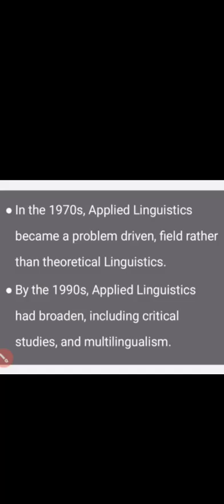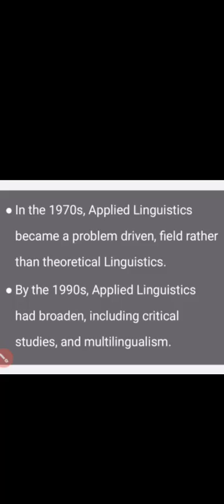In the 1970s, applied linguistics became a problem-driven field rather than theoretical linguistics. And this is a sharp advance in the field of applied linguistics, to turn from the theoretical side to the practical one.